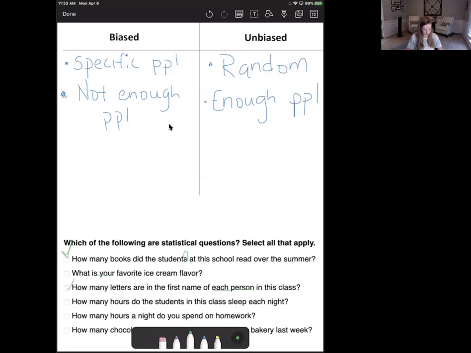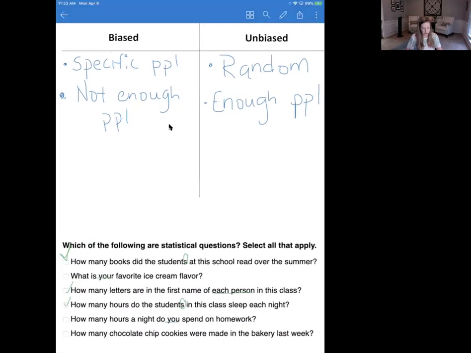How many hours do the students in this class sleep each night? So again, it's not asking just about one student, it's just asking about a bunch of students. So that is statistical. How many hours a night do you spend on homework? Not statistical, because that's just one answer. It's about one person. And then it's kind of hard to see this one down here, but it says, how many chocolate chip cookies were made in the bakery last week?